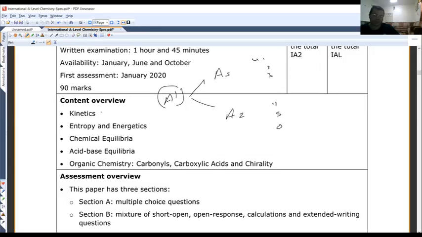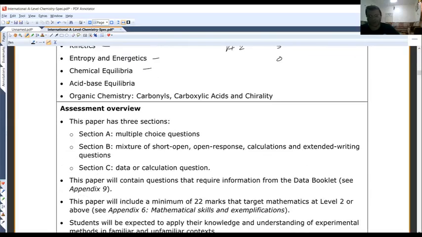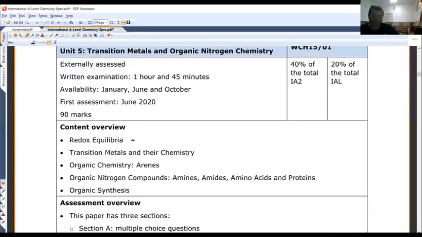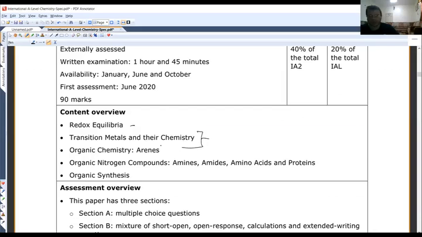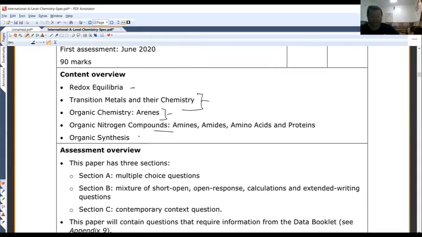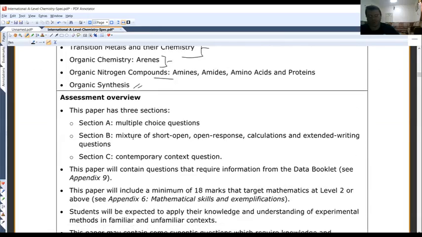This one also contains the kinetic chemistry, a more detailed one. The remaining part of thermochemistry, the remaining part of the equilibrium and acid-base equilibrium, and the remaining part of the organic chemistry. The same units will also be repeated in unit 5, almost. Redox equilibrium, transition elements is a new topic here. The rest of the organic chemistry, which is known as aromatic organic chemistry, and the nitrogen compounds, and the rest of this organic chemistry with the synthetic chemistry.